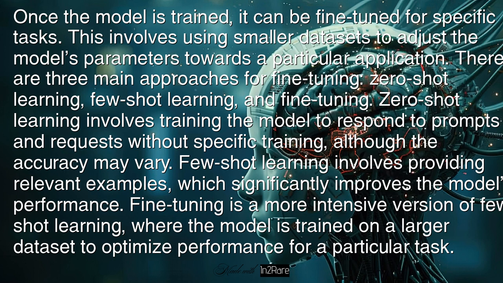Few-shot learning involves providing relevant examples, which significantly improves the model's performance. Fine-tuning is a more intensive version of few-shot learning, where the model is trained on a larger dataset to optimize performance for a particular task.